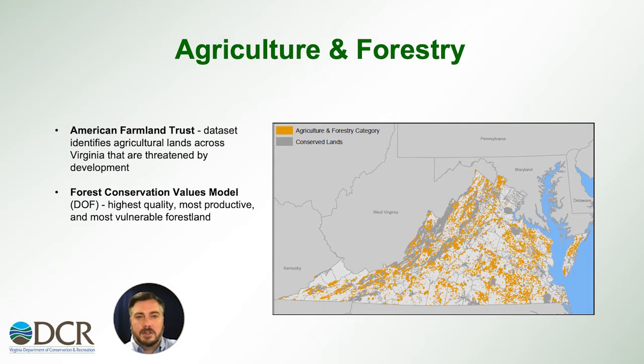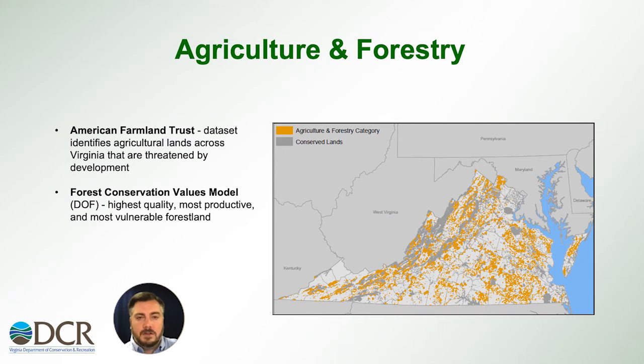The Agriculture dataset identifies agricultural lands across Virginia that are threatened by development, as well as provides a spatial dataset that represents the land's agricultural potential. The Agriculture dataset is comprised of data from the American Farmland Trust. This spatial data includes a detailed assessment of the extent, diversity, location, and quality of agricultural land in the United States, as well as the threats to this land from expanding commercial, industrial, and residential development.